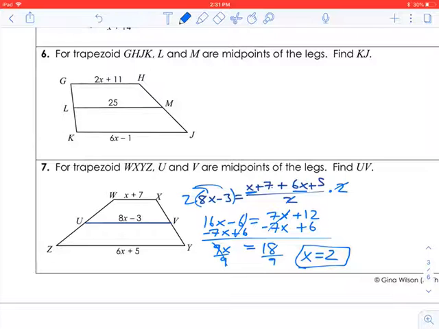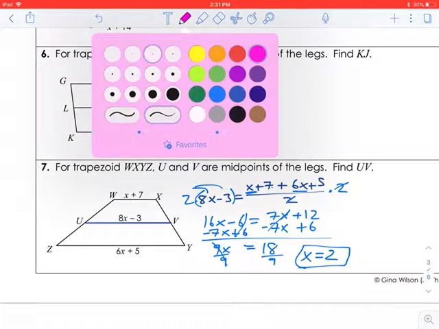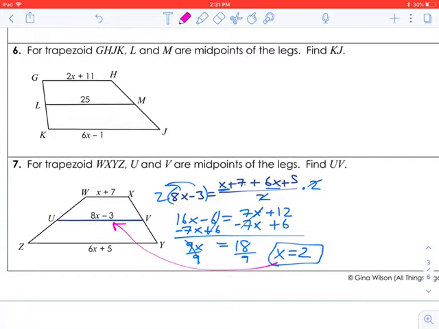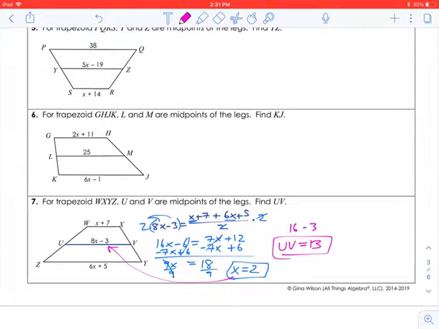Well, it didn't say find x, it said find UV. So I just got to plug it back in. 2 times 8 is 16 minus 3, so UV equals 13. There we are. So that's the mid-segment.